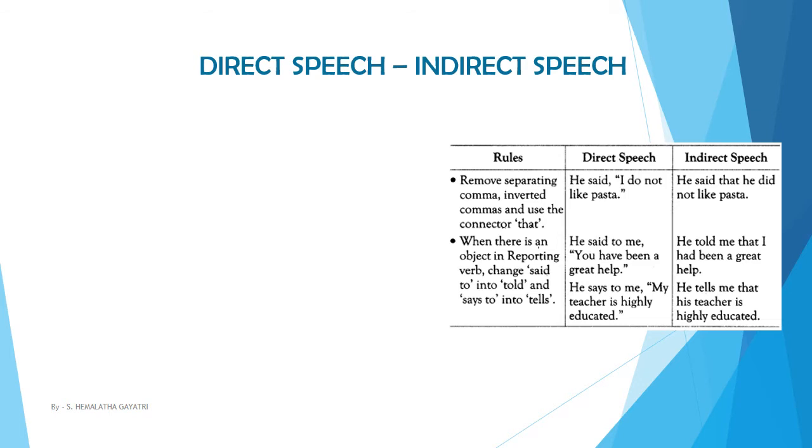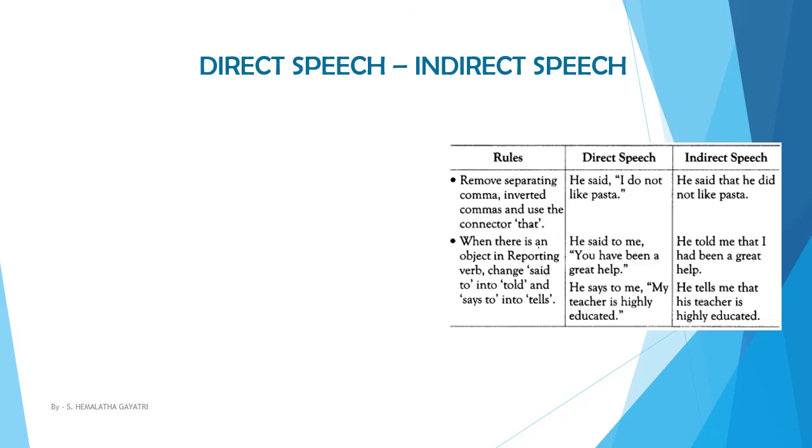When there is an object in the reporting verb, change said to. Whenever you see "said to" in direct speech, you have to change that to told in your indirect speech. Remember this. And whenever it is says, it will change to tells. Don't change all the reporting verbs into told. Only said to will change to told, and says will change to tells. Okay, now let us look at the examples.